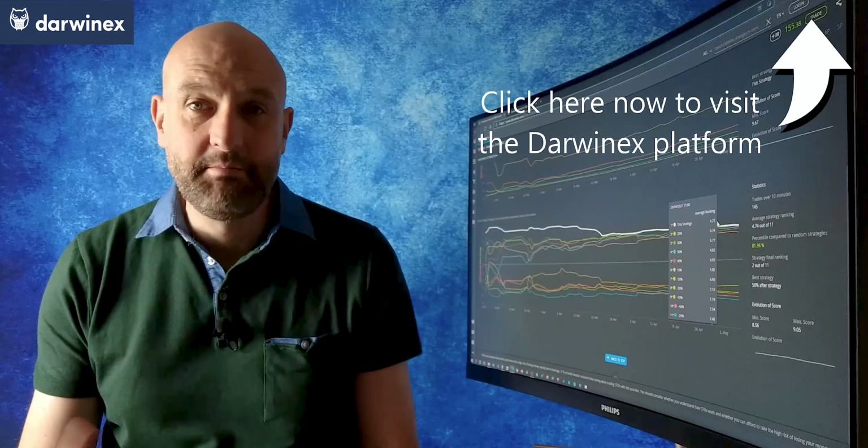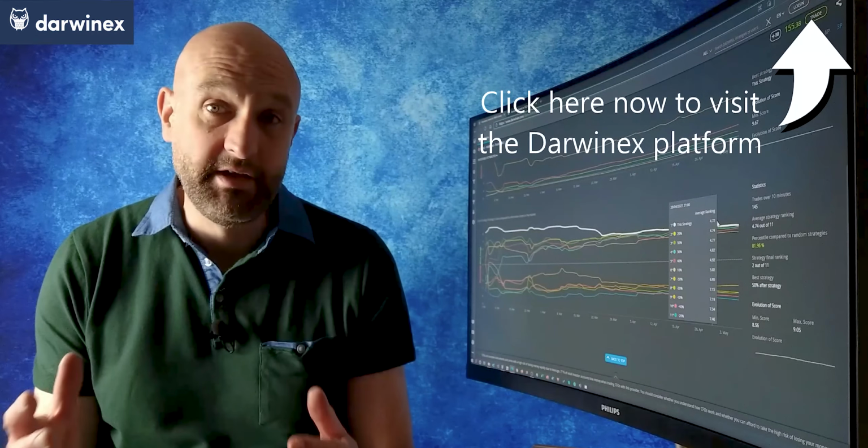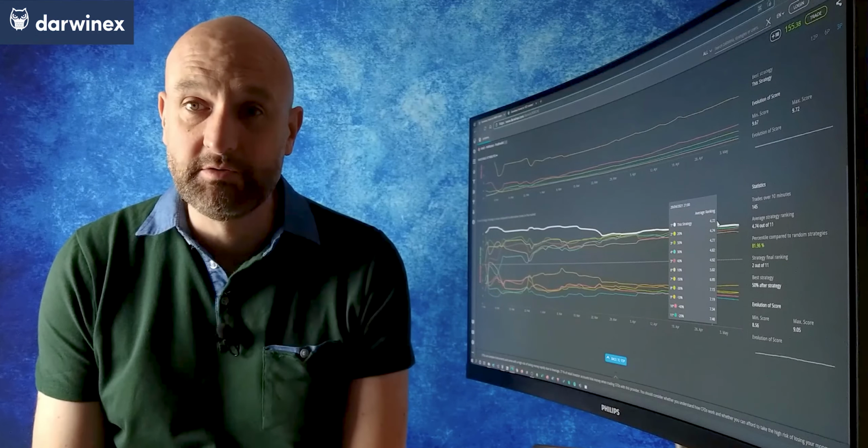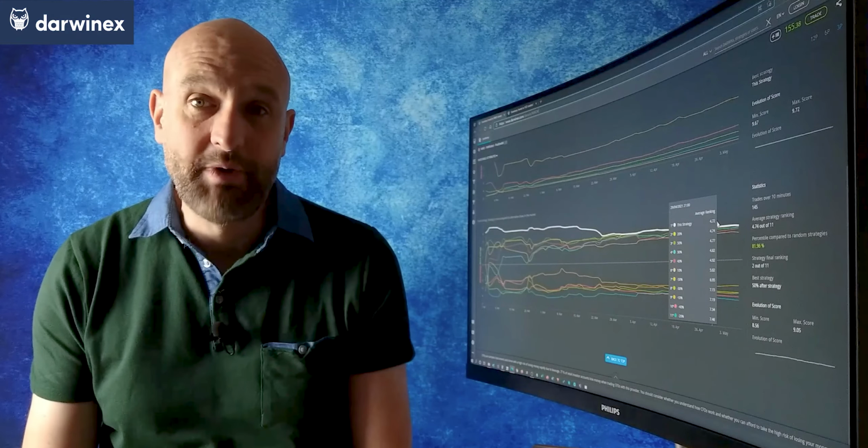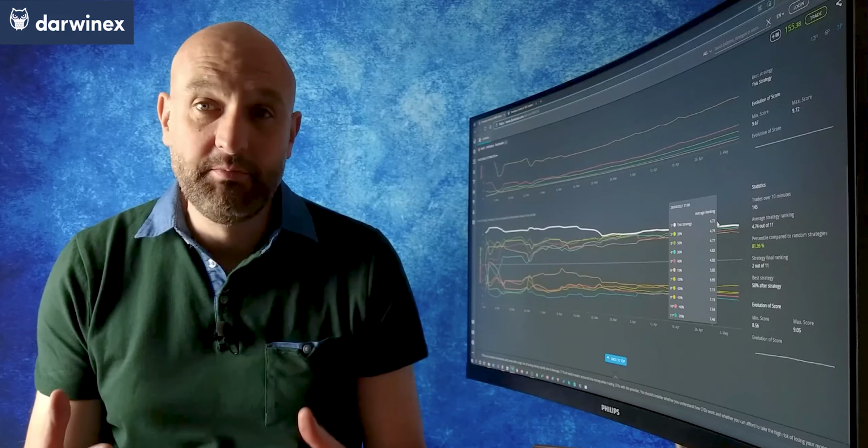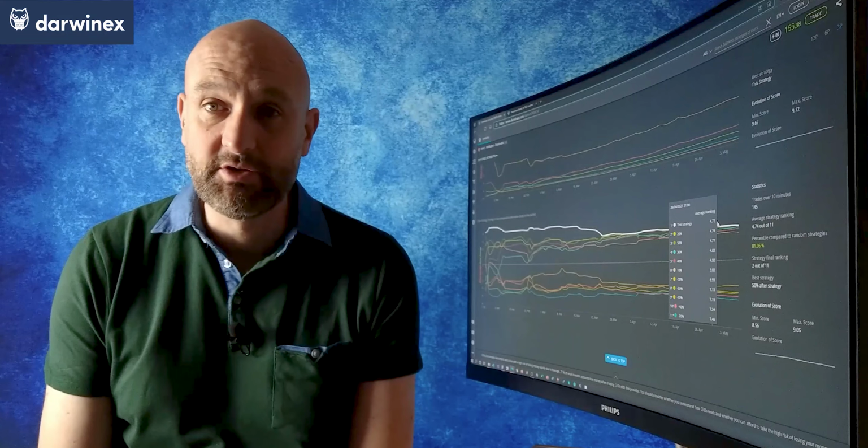So a clear example there of the value that the Darwinex Investable Attributes can provide to you as a trader to help you make improvements to your trading strategy.